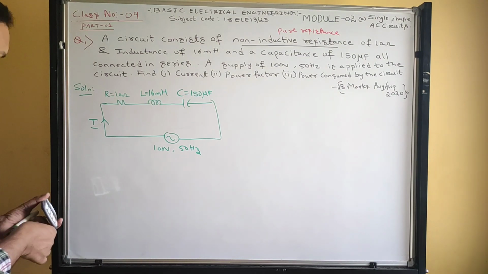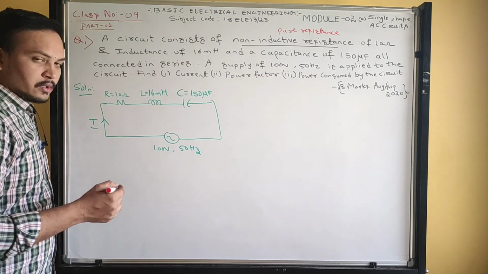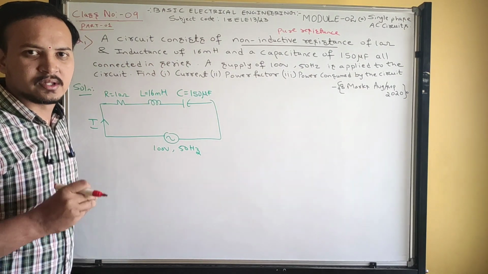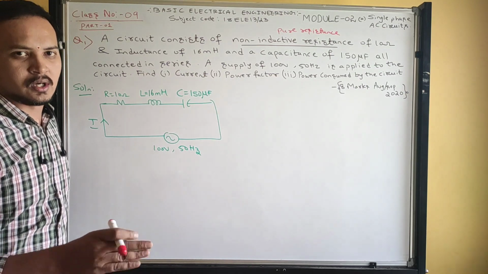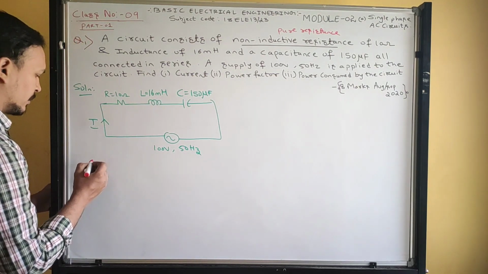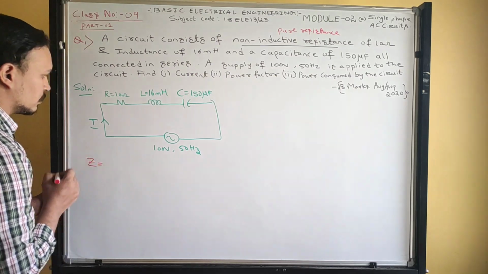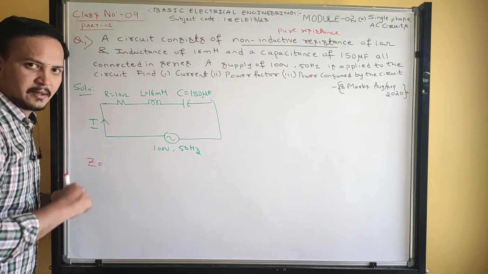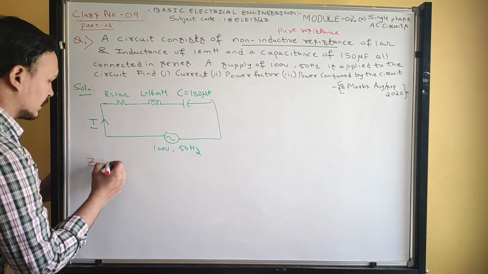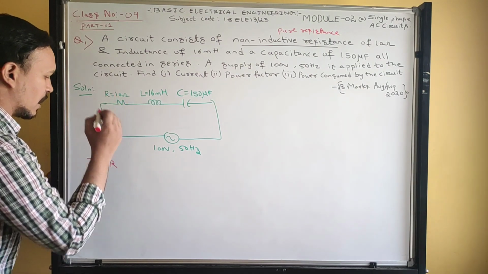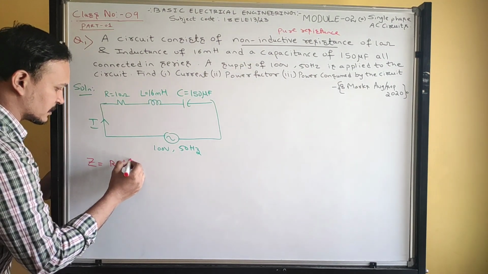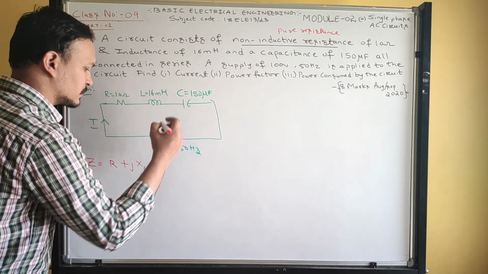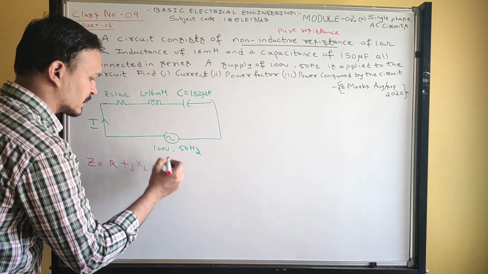Now, before solving the problem, for all AC circuit problems, you must know how to find impedance. Once you find impedance, you can solve almost all types of problems. Now I am writing impedance. Impedance is not asked in the question, but to find current, this is the predominant data. Whenever resistance is there, you write R. Whenever an inductor is there, you write plus jXL, the inductive reactance. When a capacitor is there, you write minus jXC.